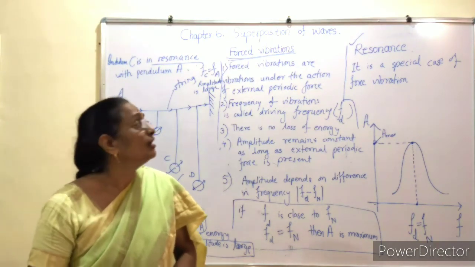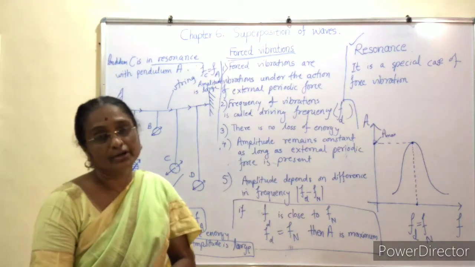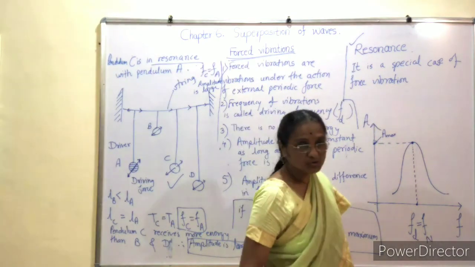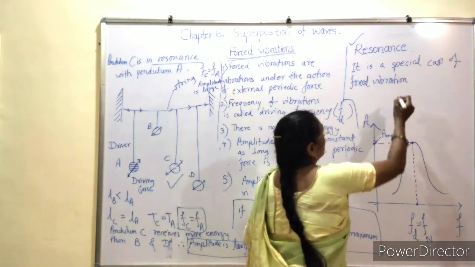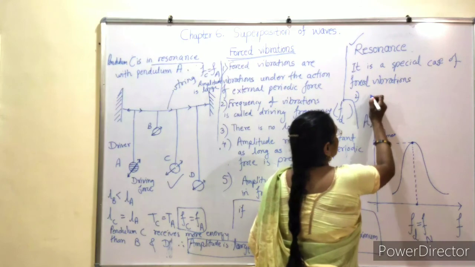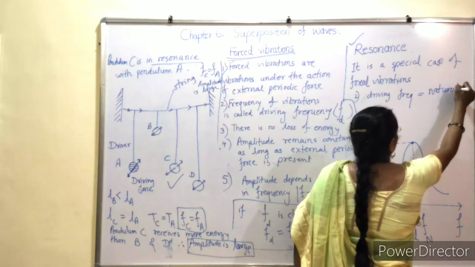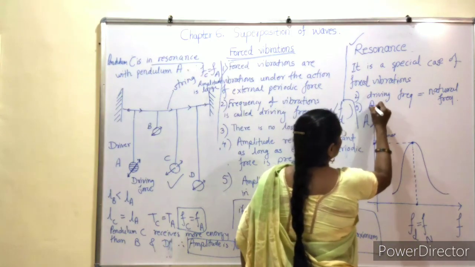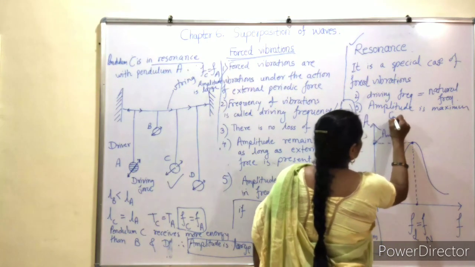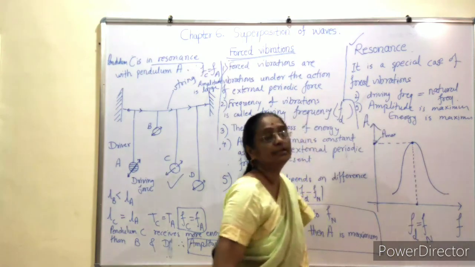So this is the discussion about forced vibrations and resonance. You have to make a note of resonance by taking 2 points: that it is a special case of forced vibrations, in which, as the second point, the driving frequency is equal to the natural frequency. So you can make the sentence here: amplitude is maximum for the given body, energy is maximum. This phenomenon is called resonance.